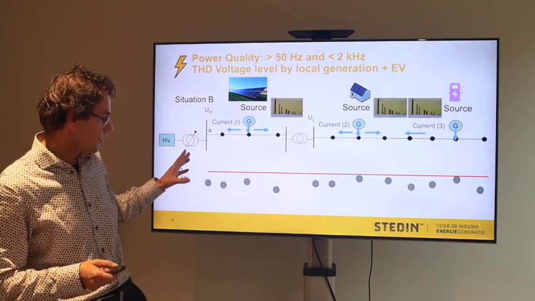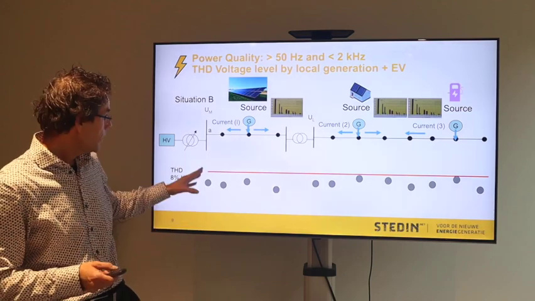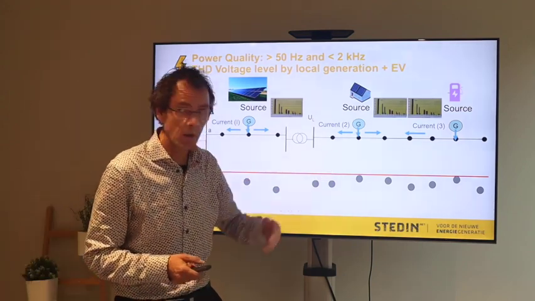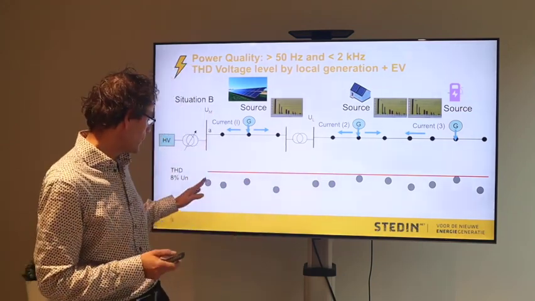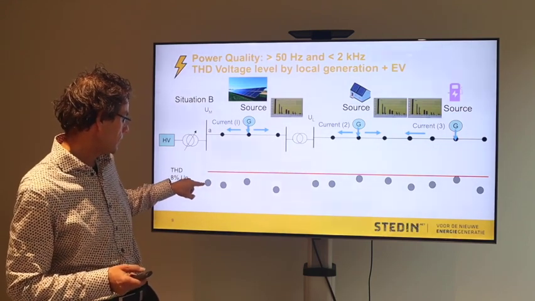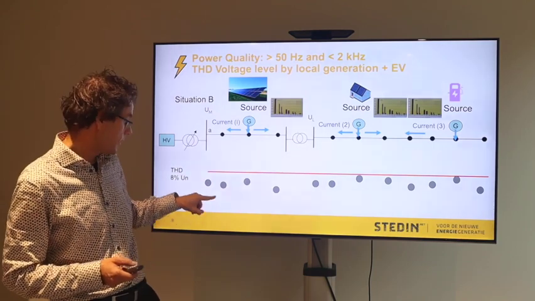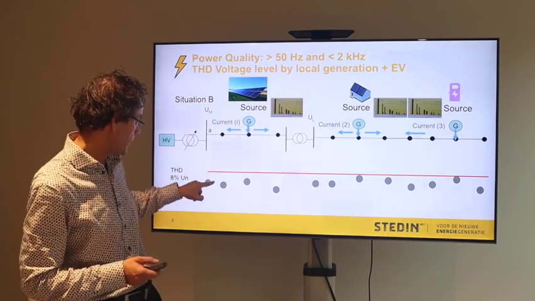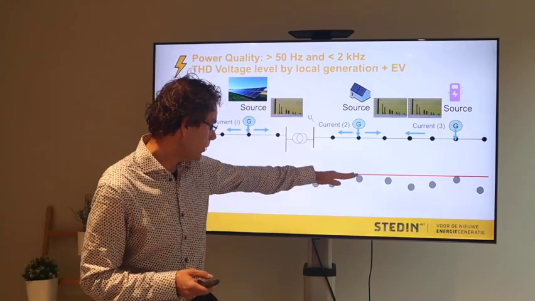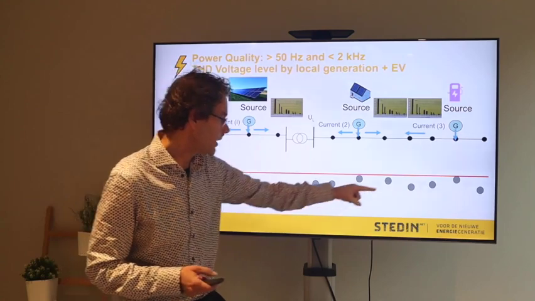If you want to know what the voltages are, we can calculate them at different points. We cannot measure, we don't have measurements. So we calculate it, and these bullets show the total harmonic distortion of each point. There you see it, and here it's almost at 8%, and there you see it's touching the 8%.